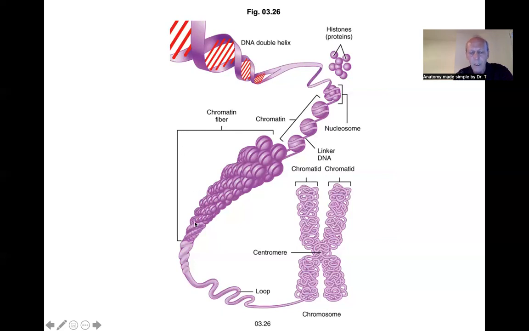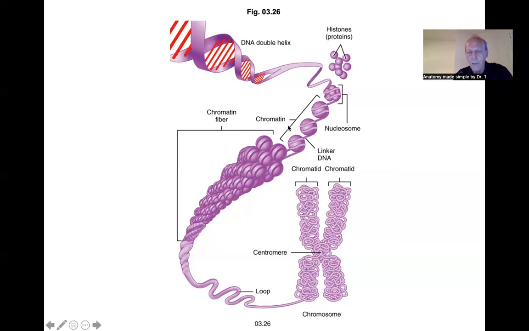However, further tightening, further twisting and gripping of the individual loops of a chromatin fiber will finally result in the appearance of structures that could be not just recognized and made visible, but even counted within the nucleus of a cell which is undergoing cellular division. Of course, we're talking about chromosomes.